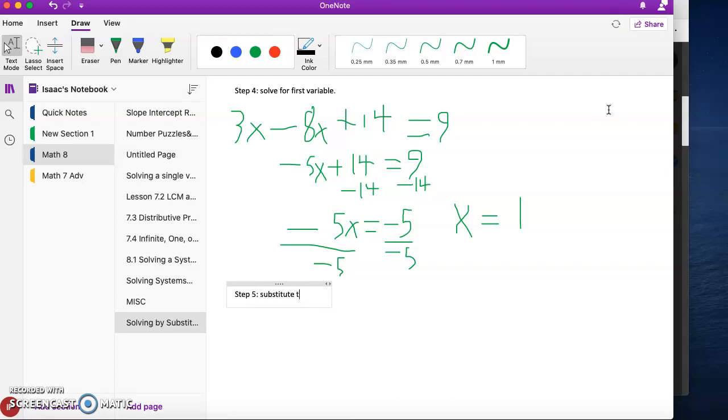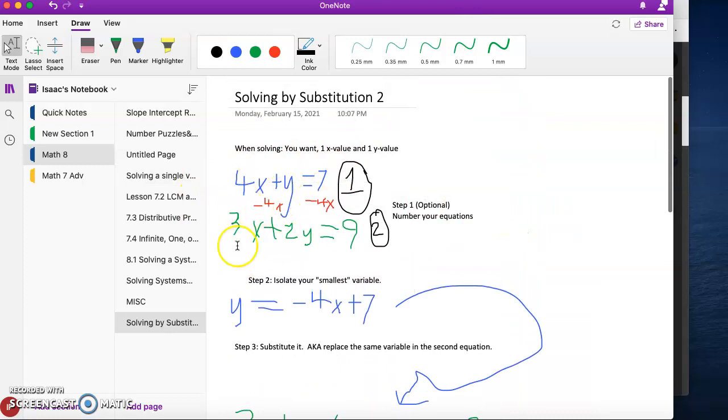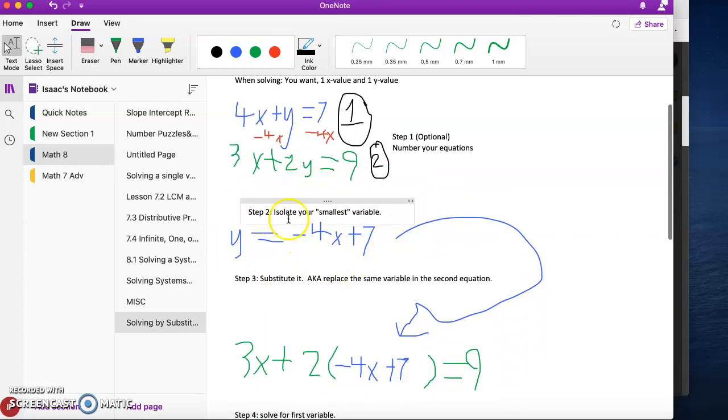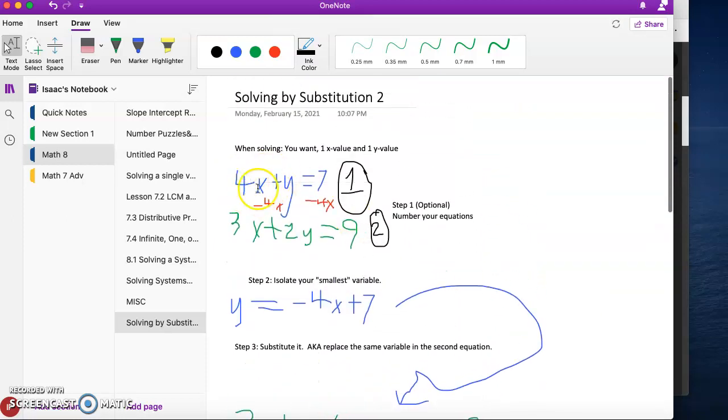Substitute the found variable into one of your original equations to solve for the other variable. Now in this case, I found x. I'm going to plug that x value into one of these two original equations to find y. I think this blue one, number 1, looks a little bit easier, so I'm going to plug it into that one. No, I'm going to do the original blue one, the one that's labeled number 1.